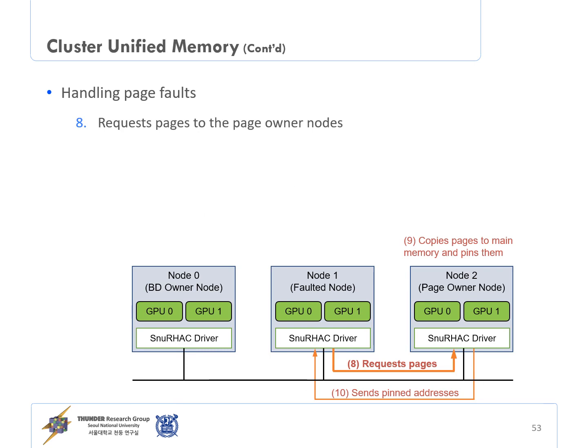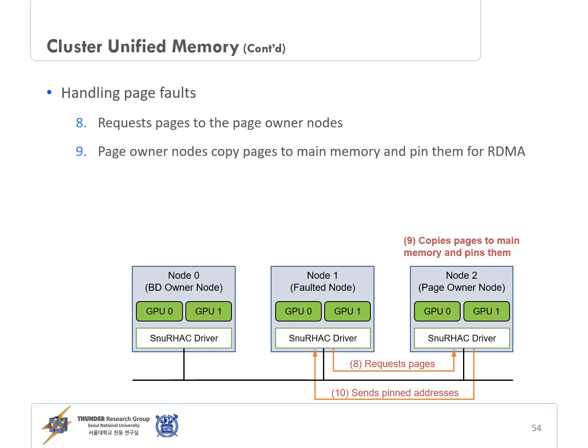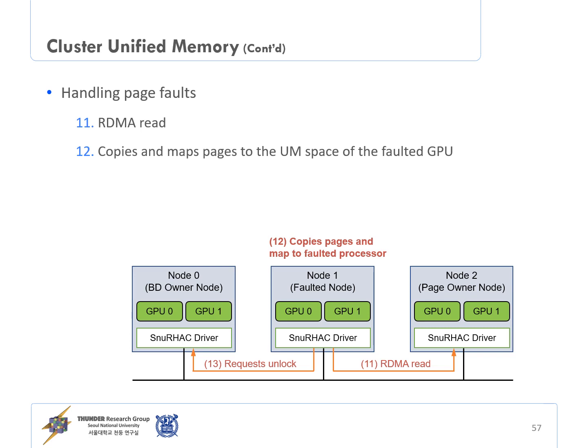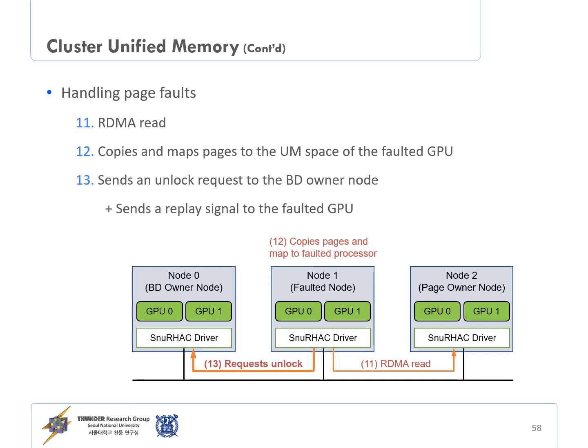After node 1 receives the list of nodes that have faulted pages, it requests pages to the page owner nodes. The page owner nodes copy the faulted pages to their main memory and pin them, and send pinned addresses to the faulted node. Node 1 reads the faulted pages through RDMA, then copies and maps the pages to the space of the faulted GPU. Finally, the faulted node sends a block unlock request to the BD owner node and sends a replay signal to the faulted GPU.